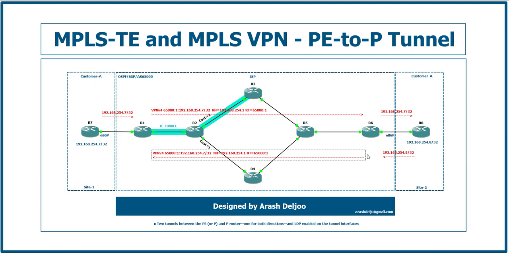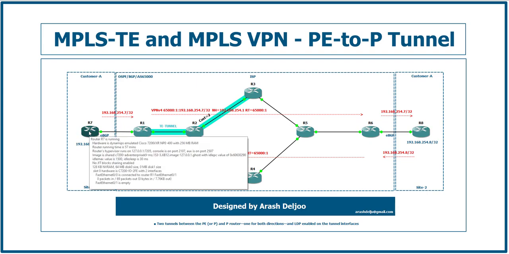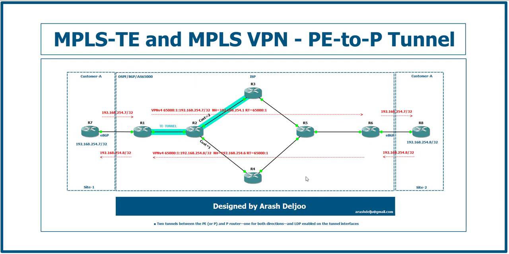With, for example, an RD of 65,000:1, the address is 192.168.254.8/32. The next hop is, for example, 192.168.254.6, and the RT is 65,000:1. And finally, we can advertise this update to R7. Now we have, for example, a complete control plane between R7 and R8.